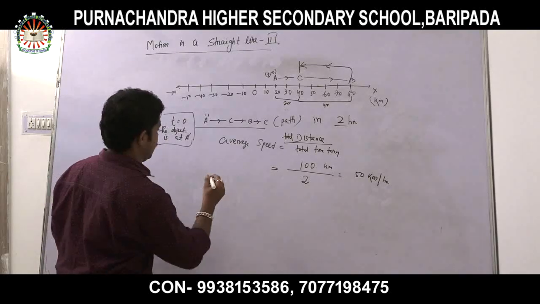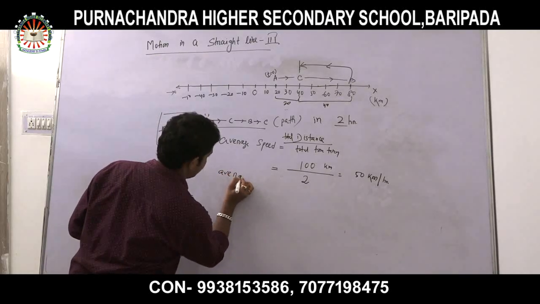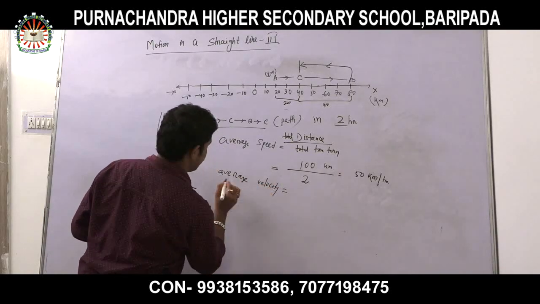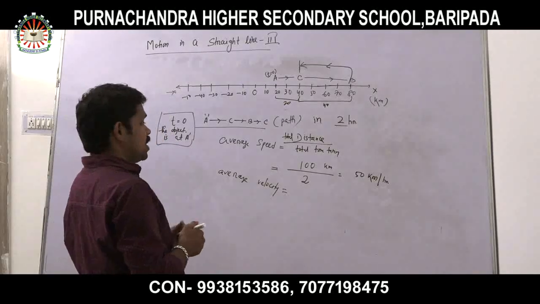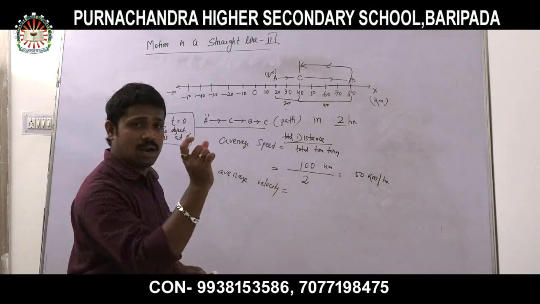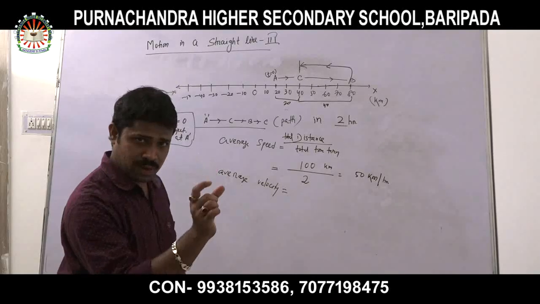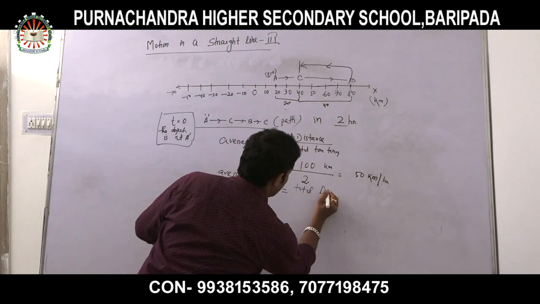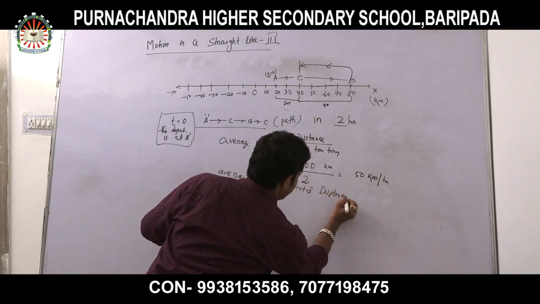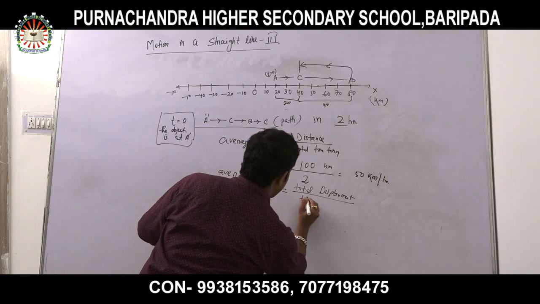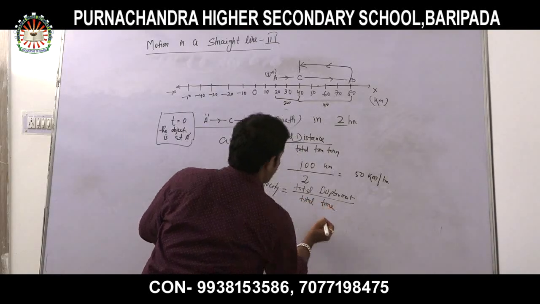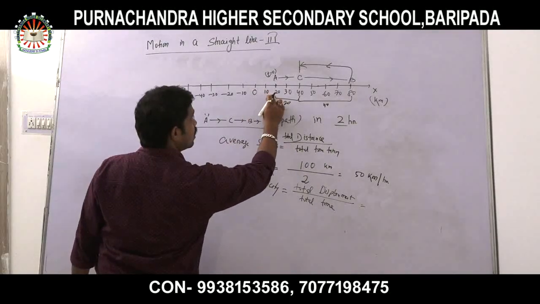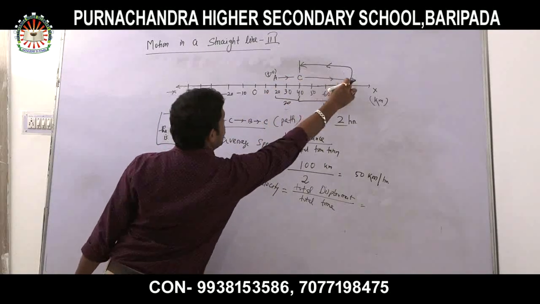Now come to the second part, that is your average velocity. Look very carefully at how to find the average velocity. So average velocity, what is the formula? The total displacement divided by total time. The formula is total displacement divided by total time. Very simple. So let us find out from A to C to B and again to C.